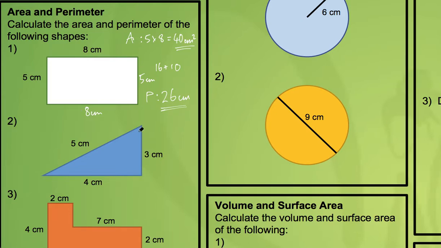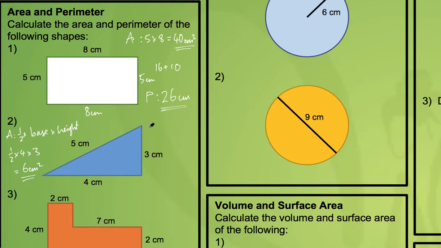Question 2, area of a triangle is half times base times height, which means I can ignore anything that isn't a base or a height. I'll ignore the 5 and just do half times 3 times 4, or half times 4 times 3 is easier because then I can half that 4. That's 2 times 3, which is 6 centimeters squared. Half times 4 times 3 is the same as half times 3 times 4, by the way.